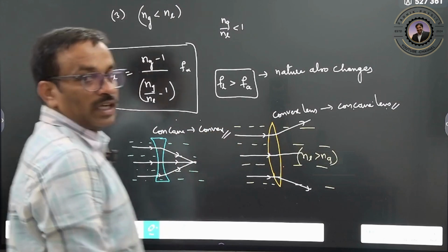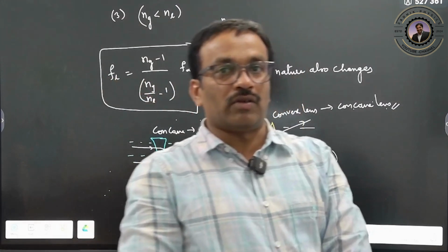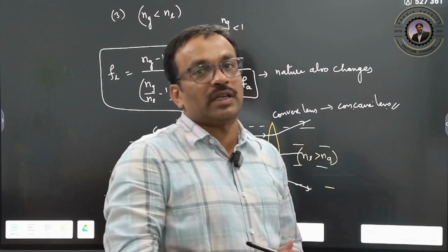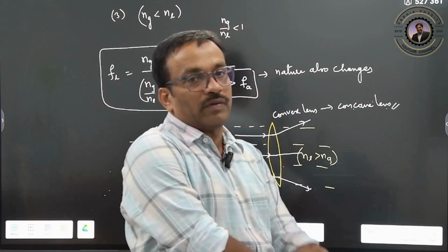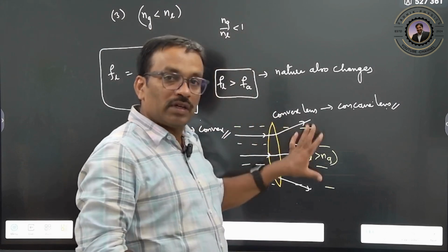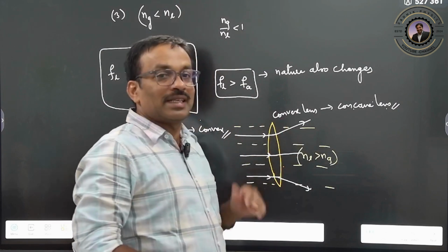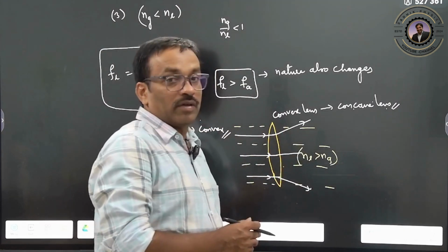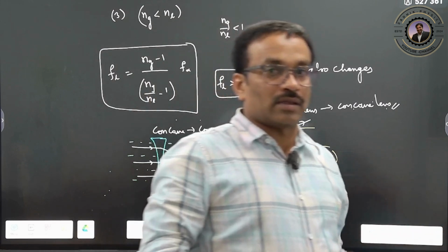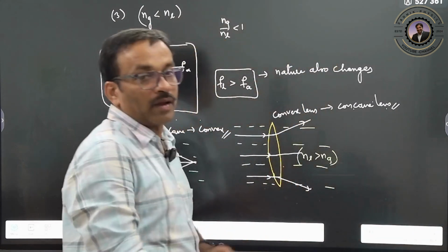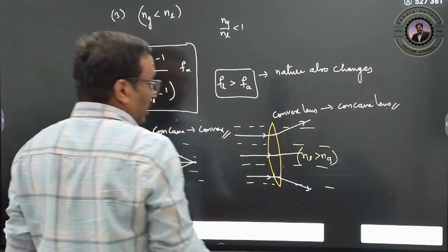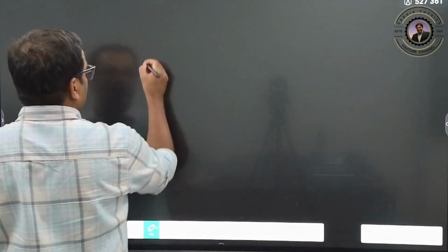Sometimes statements will be given in competitive examinations, like: a convex lens is always a converging lens, true or false? It is not true. Why? Because a convex lens will act like a converging lens only if the outside medium's refractive index is lesser than that of the lens. But if the outside refractive index is greater than that of your glass, then it will behave like a concave lens. Clear?